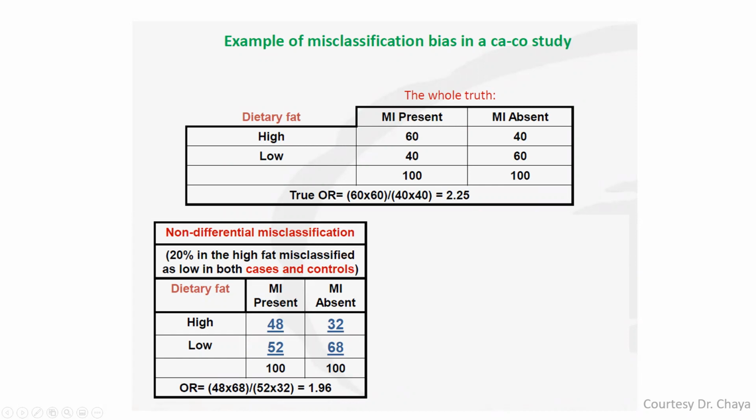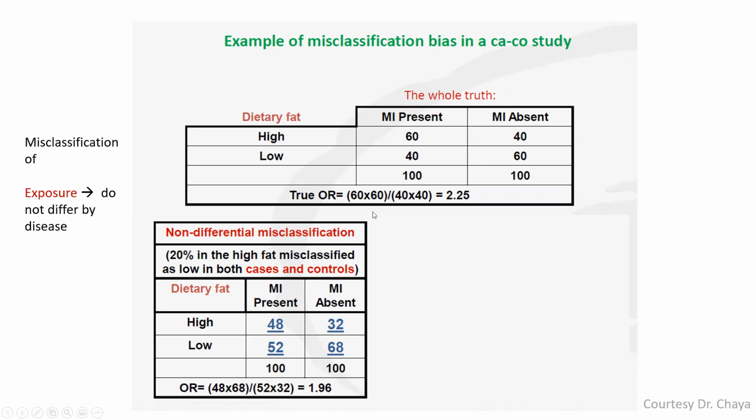The odds, right? If I have a non-differential misclassification, it means, for example, that 20% in the high fat, so in my exposure, is classified as low in both cases and controls. So it's exactly the same percentage, 20%, that will be misclassified in cases and controls from high to low. This is what we call a non-differential misclassification, because we do have a misclassification from high to low, so from exposed to non-exposed, but it's exactly the same between cases and controls. In this case, the odds ratio would be equal to 1.96.